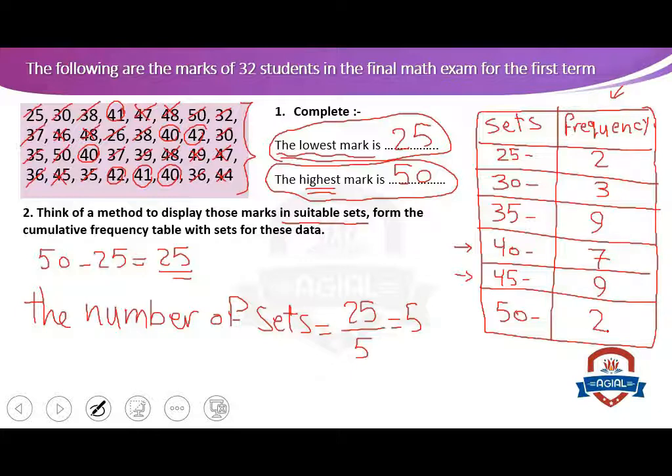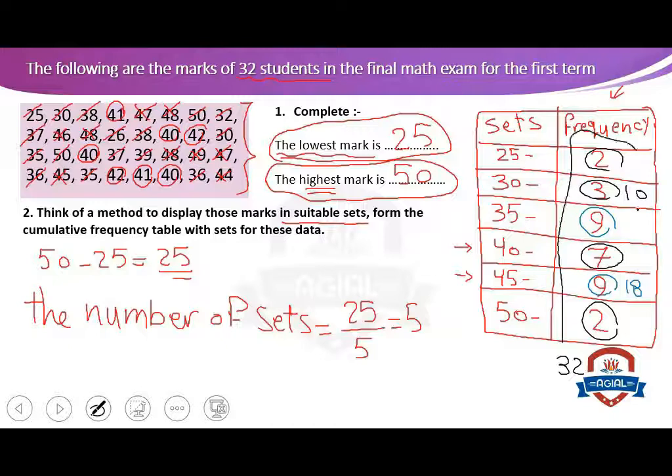And we have to check the sum of frequencies. These marks are for 32 students, so the sum of frequencies should be 32. So let's check the sum. We have 9 plus 9 equals 18, and 7 plus 3 equals 10. So we have 10 and 18 equals 28. 28 plus 2 equals 30, and 30 plus 2 equals 32. So the sum of these frequencies is 32.